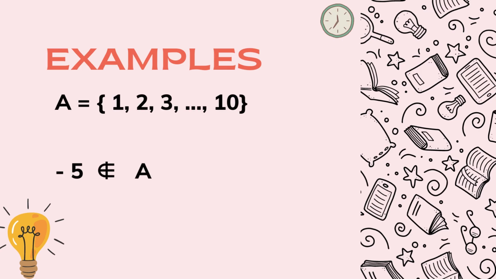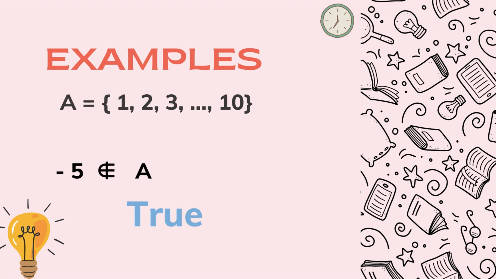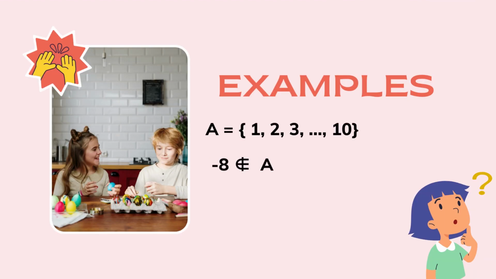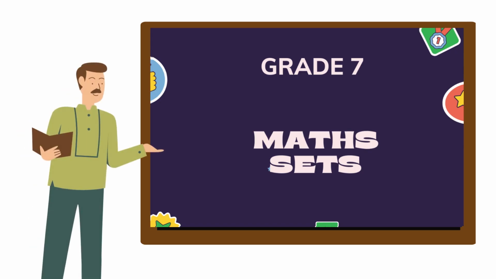Now, they've denoted it as -5 is not an element of set A. As you can see, that slash sign on the Greek letter represents that it is not an element. So the answer for this question would be true, because yes, -5 is not an element of set A, as all the elements are in a positive range. Is -8 not an element of set A? The answer is false. Thank you so much.